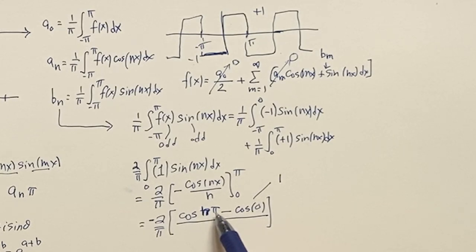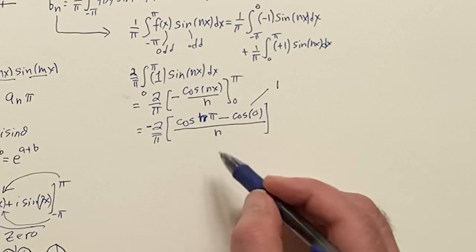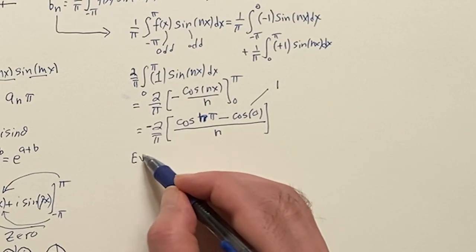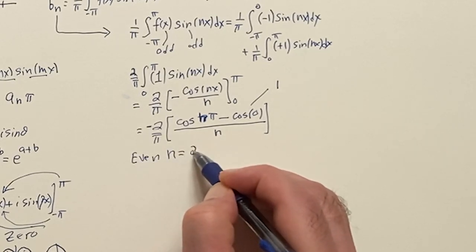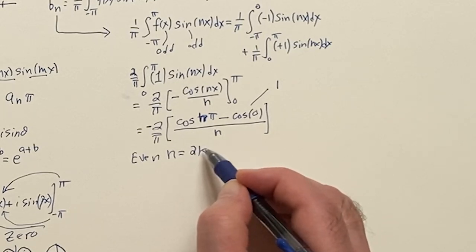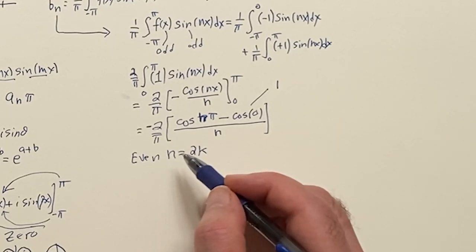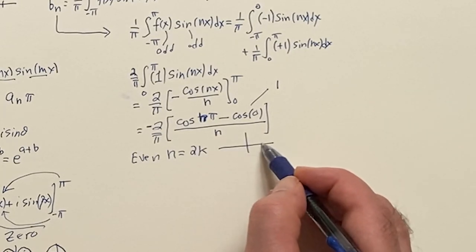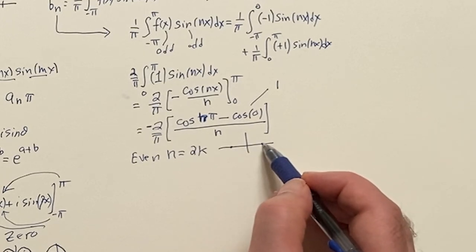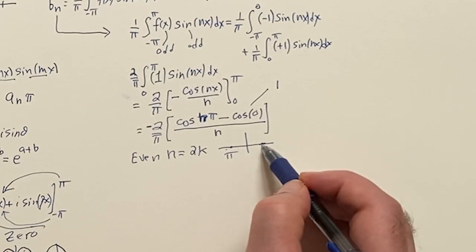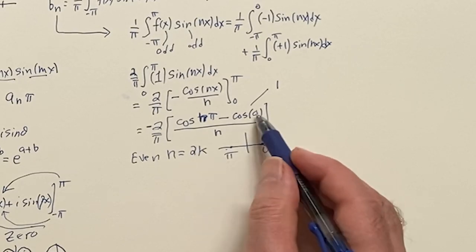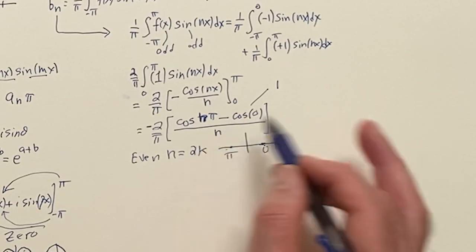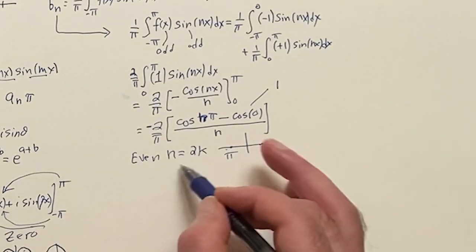For the cosine of n pi, let's take two cases. Say you have the even case, where n is 2 times k, where k is 1, 2, 3, 4, 5, and so n is 2, 4, 6, 8; these are your even numbers. When you have an even number, here is 0, here is pi, and an even number brings you back to here: there's 2 pi, 4 pi, 6 pi. So it's the same, like 1 minus 1, so these are going to be 0.